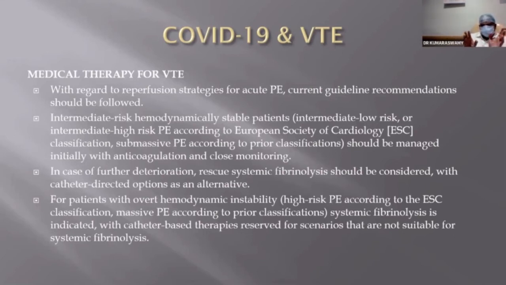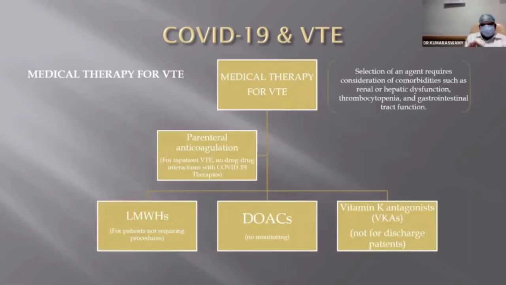Those who are hemodynamically unstable, severe pulmonary embolism cases, very sick cases like hemodynamically unstable with RV dysfunction, you can go ahead and do the lysis, systemic lysis. Or if there is a contraindication for systemic lysis, you can go for catheter-related treatment or surgery. This is the flowchart of what I told you.